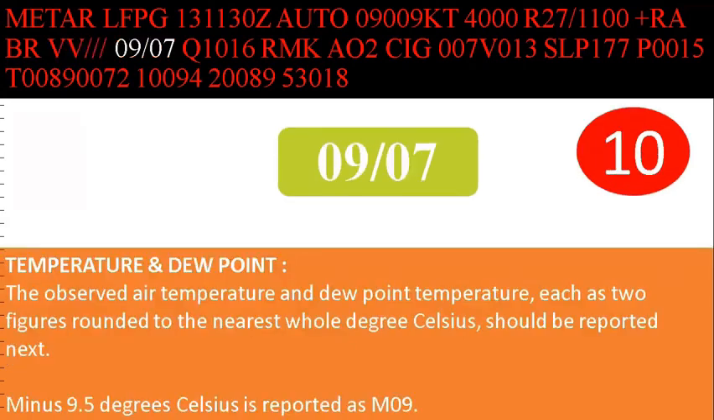The next element is temperature and dew point. So here 09, the first two digits, stands for temperature, and /07 stands for dew point. If we have to report a negative temperature, we will simply put M before that number. So suppose we have a temperature of minus 9.5 degrees Celsius, we have to report it as M09.